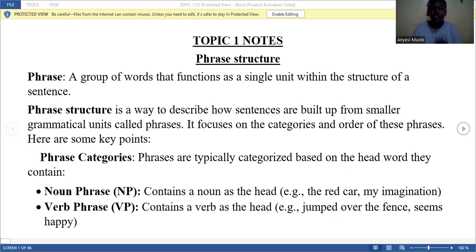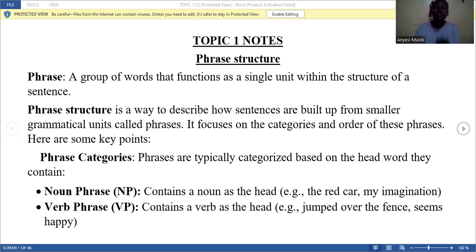Hello everyone. Today we are going to learn about the phrase structure. First, a phrase is a group of words that functions as a singular unit within the structure of a sentence. Basically, a phrase is like a part of a sentence, and the phrase structure is a way to describe how sentences are built up from smaller grammatical units called phrases. It focuses on the categories and orders of the phrases.